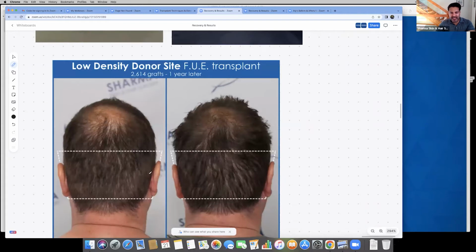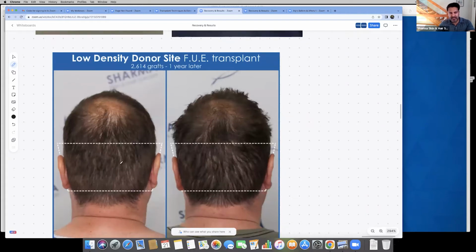This man here, a little bit older, he had lower density to begin with. He had approximately 2,600 grafts. This is 1 year later, FUE technique. And as you can see, it's thinned, but not drastically enough. So yeah.